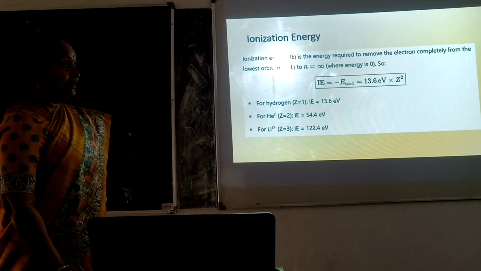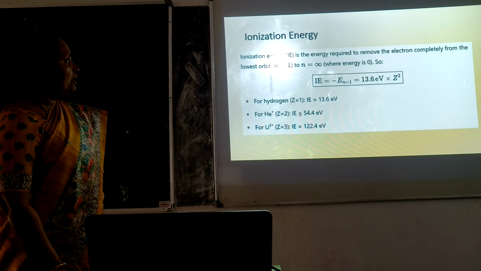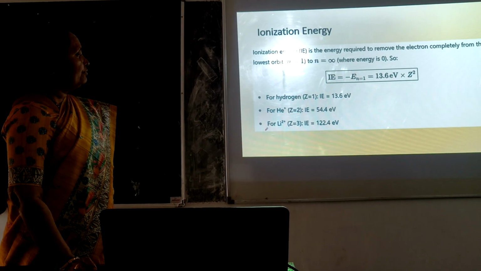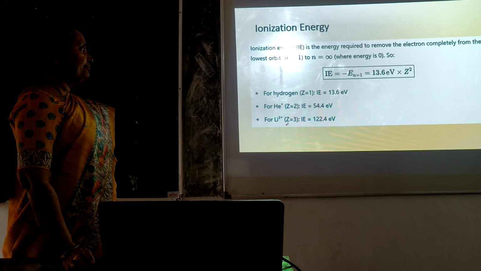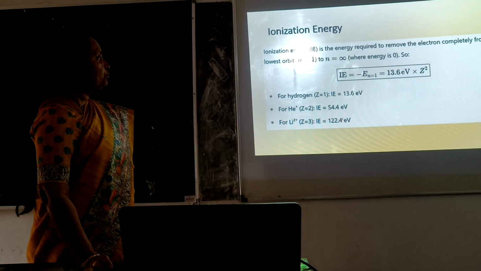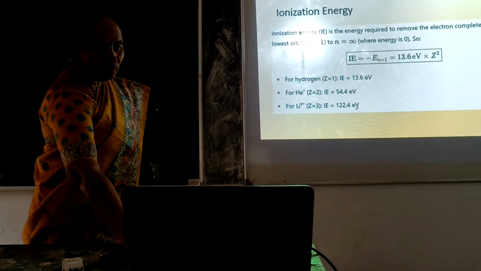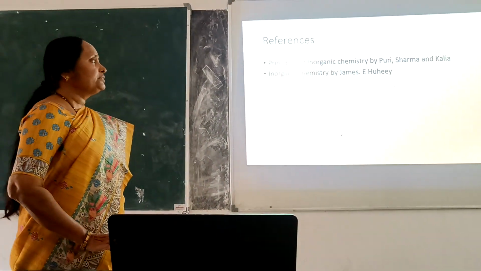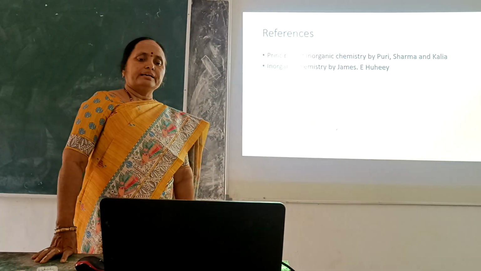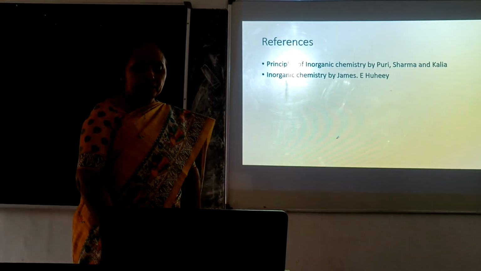But for helium, where Z is 2, the ionization energy will be 54.4 electron volts. And for lithium, Z will be 3. So when I substitute this as Z squared, it will be 122.4 electron volts. The references here are Puri, Sharma and Kalia, and Inorganic Chemistry by James E. Huheey. Thank you.